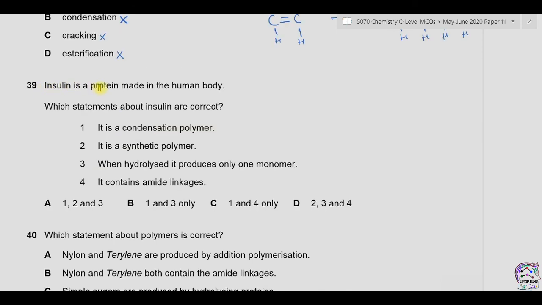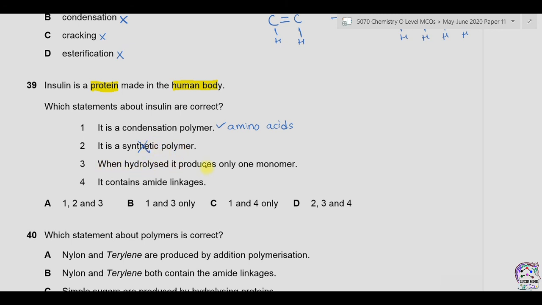Question 39. Insulin is a protein made in the human body. Which statements about this insulin are correct? 1. It is a condensation polymer. As we know that proteins are made up of amino acids, so amino acids come together and condense to form the long chain protein. So this is correct. 2. It is a synthetic polymer. Synthetic means that it is man-made. As it is produced in the human body, it is a natural polymer.